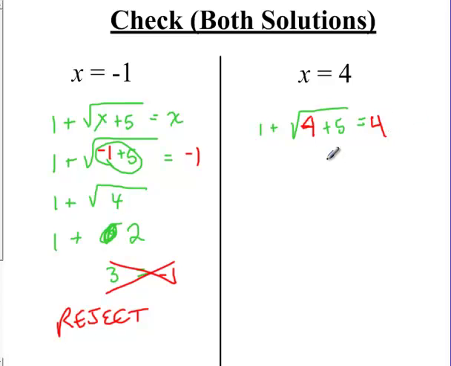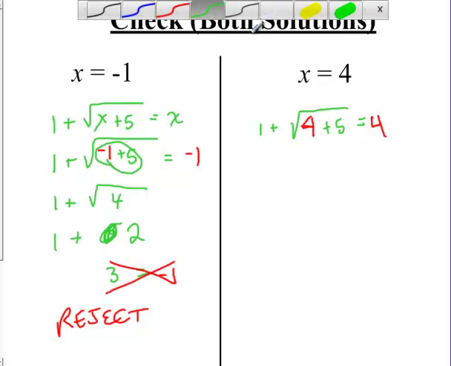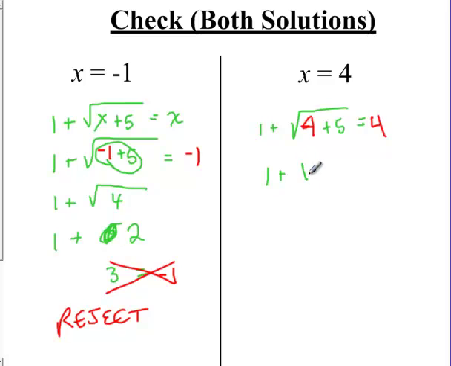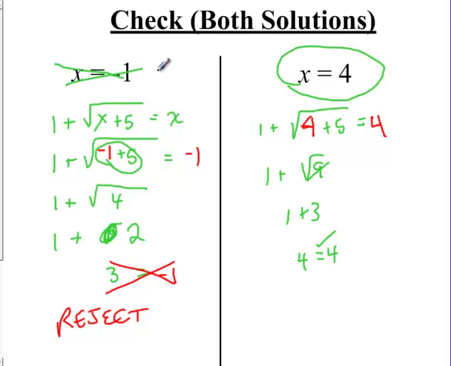All right. Okay, so I'll do this one. This just comes out to 1 plus the square root of 9, which I automatically know is 3. And I know that 1 plus 3 is 4. So we're done. 4 is the only solution because 4 equaled 4 and it checked.